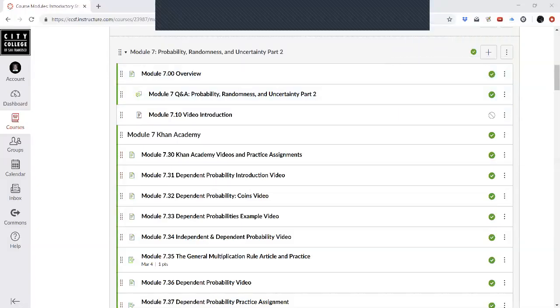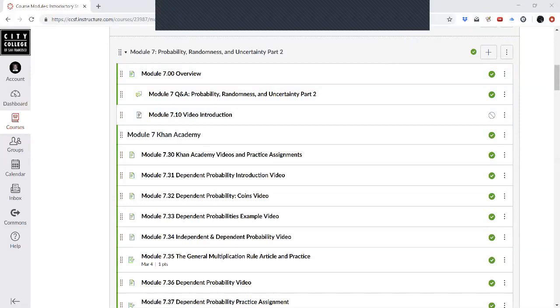Hey everyone. We're going to be talking about probability theory in Module 7, and this is a continuation of Chapter 5 in the textbook on probability theory. The main concepts in Module 7 are going to be what's known as conditional probability.